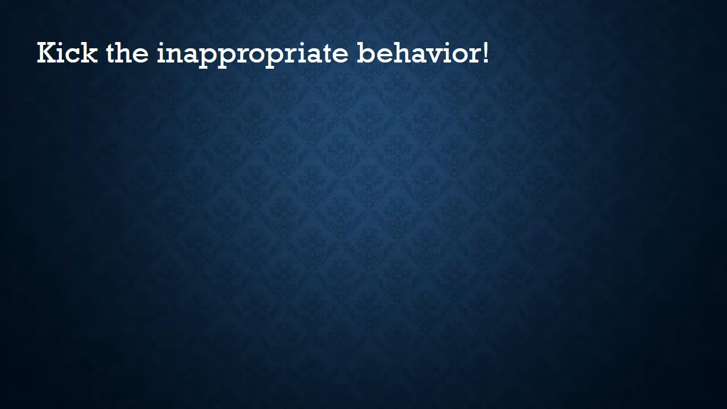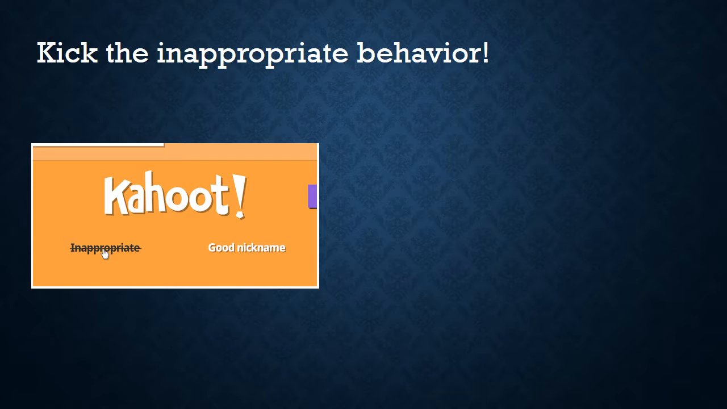Kahoot reaches millions of people and wants to ensure safety to all of its users. Kahoot has a safety feature which allows you to kick out anyone with an inappropriate username. When in the game lobby, you must click on the inappropriate username and this screen will pop up. You must click on Inappropriate.